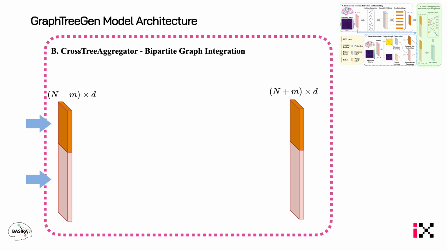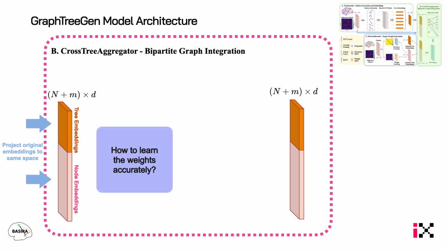The second part is the cross-tree aggregator. After obtaining these tree embeddings, we project both the tree embeddings and the node embeddings into the same space for joint learning. This raises another question. After capturing the structural information, how can we accurately learn the edge weights?